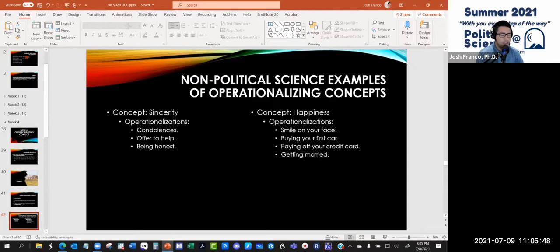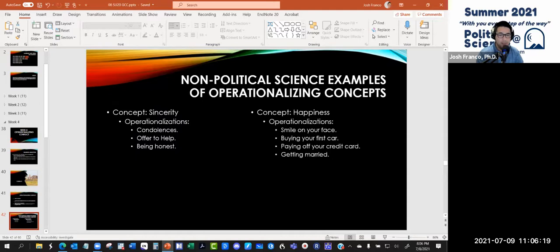First is the concept of sincerity. Some operationalizations of sincerity include offering condolences to someone who's lost a loved one, offering help to those who need it, for example, someone's car is broken down on the road and they're looking for assistance, or being honest with someone when they ask you what's the prognosis, or what's the situation, or how am I faring in a particular circumstance? So sincerity is the idea, and you bring it into the real world by these three things, obviously among others.